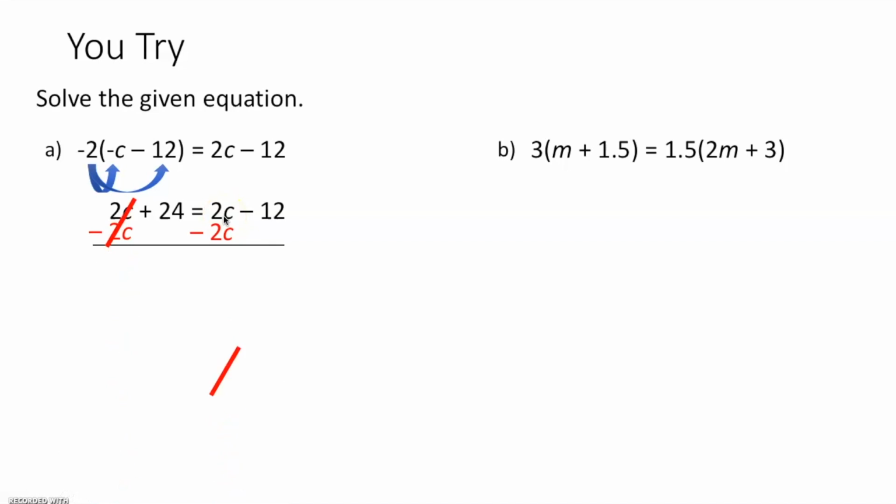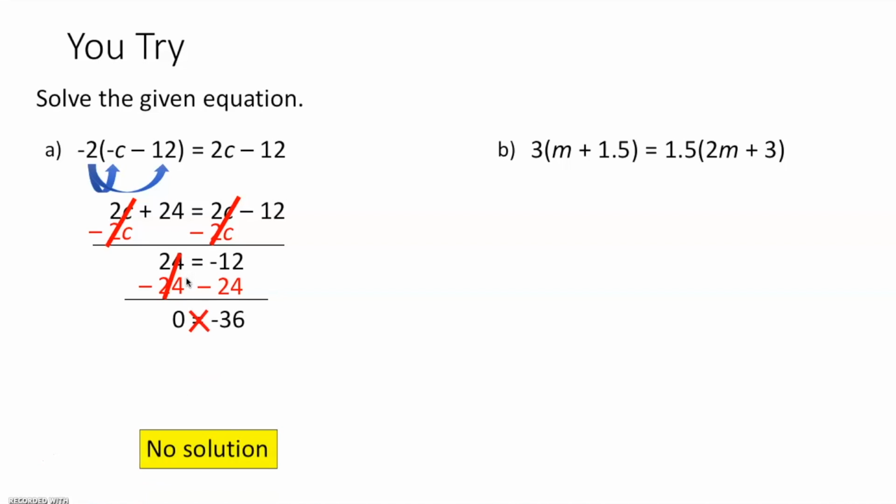These cancel out, and these cancel out. So I'm left with 24 is equal to negative 12, which it is not. But if you didn't know that, what you can do is simplify this further, move the constants to the right, like you're taught for step 3. So I subtract 24 on both sides, and I'm left with 0 is equal to negative 36, which it is not.